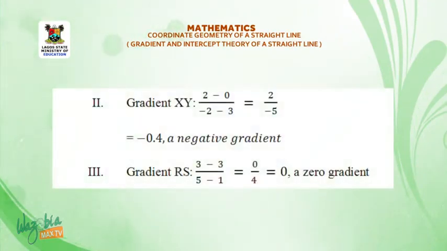Roman figure 2, gradient of XY is (2 - 0) over (-2 - 3), which is equal to 2 over -5, which gives us -0.4, a negative gradient. Roman figure 3, gradient of RS is (3 - 3) over (5 - 1), which is equal to 0 over 4, which gives us 0, a zero gradient.